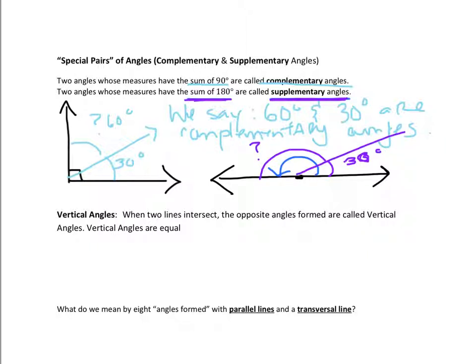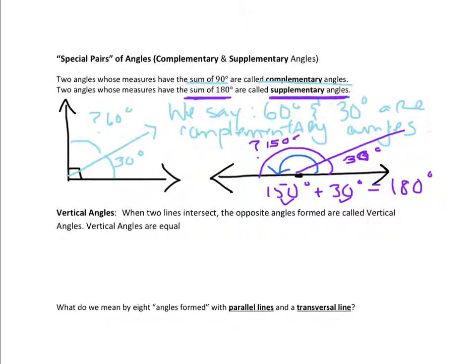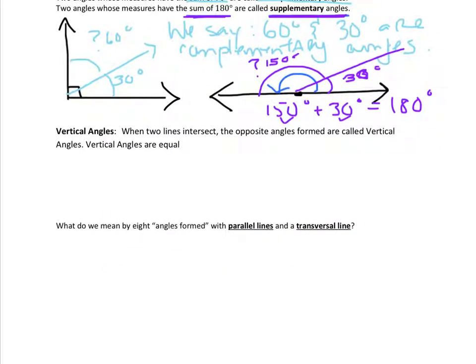Well, we know that this angle plus this angle has to give me 180. So 30 plus what gives me 180, or 180 minus 30? Well, that's definitely 150, right? Because 150 degrees plus 30 degrees is 180 degrees. So this is a supplement of this angle. So again, just terminology.